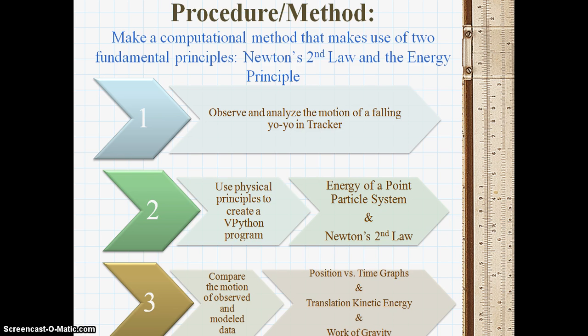Using what we have learned about the energy principle of a yo-yo, we treat it as a point-particle system. With Newton's second law, I constructed a Python program to recreate the yo-yo's motion. Finally, I compared the motion of my observed falling motion video and the one created in Python. I compared the position versus time graphs along with the calculated energies to determine whether the program was able to produce an accurate prediction of the motion and the system energies of the yo-yo.